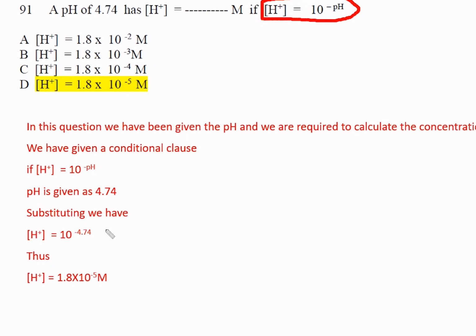So we'll use this as our formula, and where pH is, we're going to replace it with the 4.74, and our equation is going to become like this. Concentration of the hydrogen ion is equal to 10 power negative 4.74. When you work that out, it gives you 1.8 times 10 power negative 5 molar as the concentration of this solution.